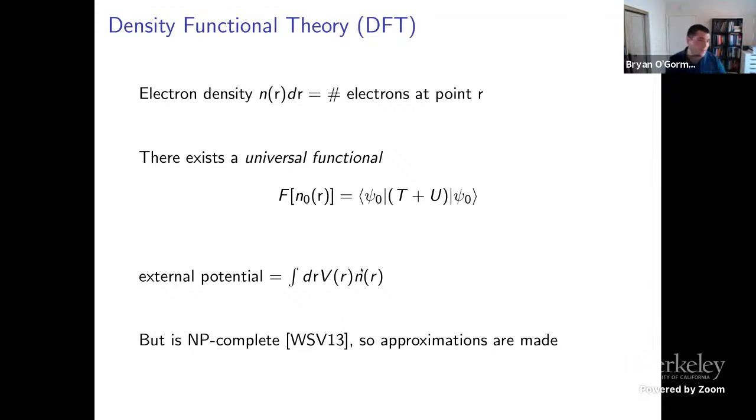And so this is very nice in theory, but the proof that the universal functional exists is non-constructive. And there's a sense in which it's provably hard to even compute this functional. And so in practice, what people do is try to compute approximations to this functional. And sometimes they work great, and sometimes they don't.